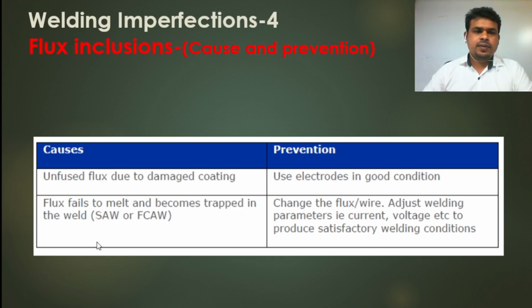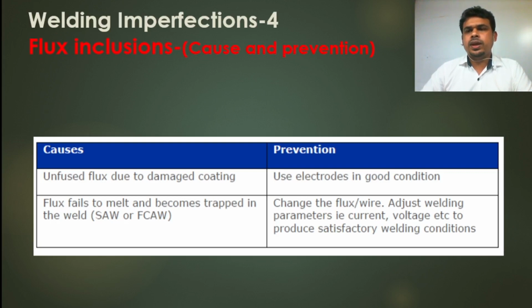The second thing is flux failing to melt and becoming trapped in the weld, in SAW. So change the flux or wire, and adjust welding parameters, such as current, voltage, etc., to produce satisfactory welding conditions. So flux fails to melt and becomes trapped.